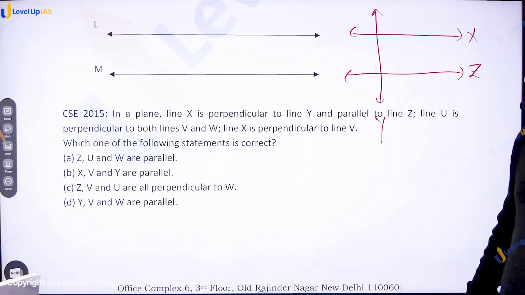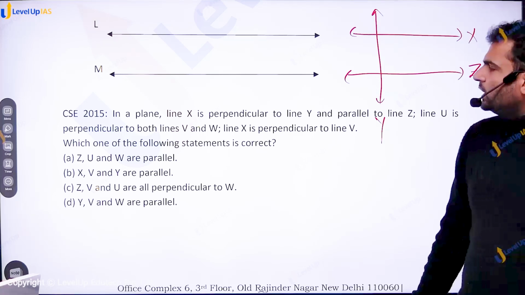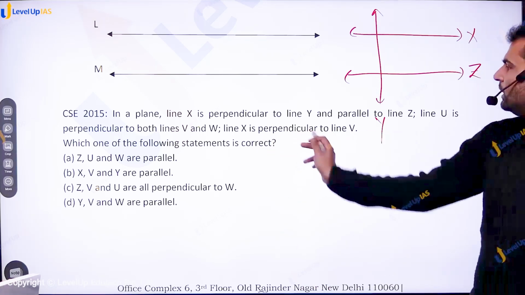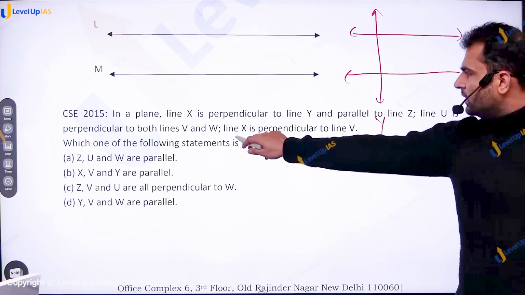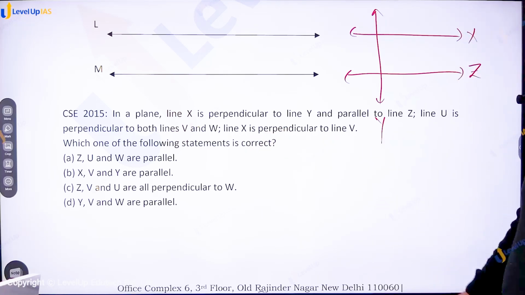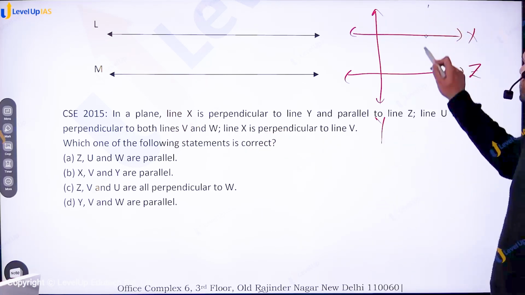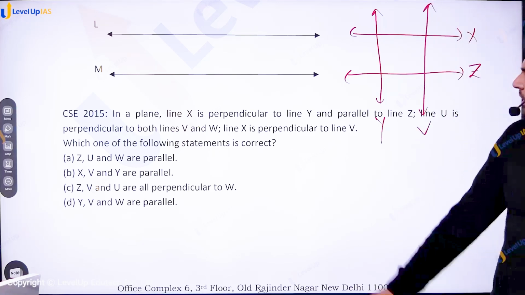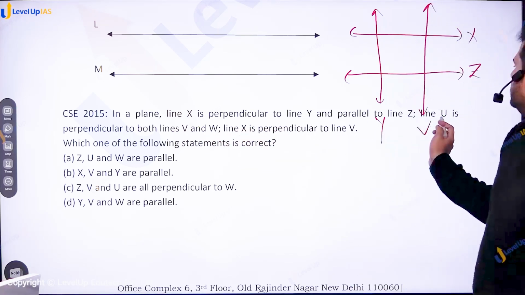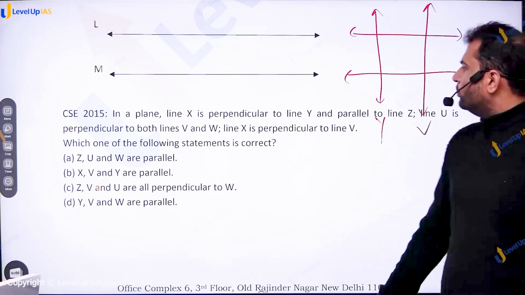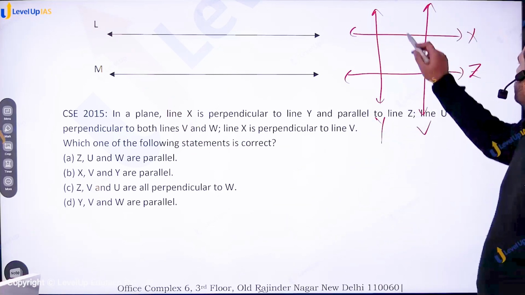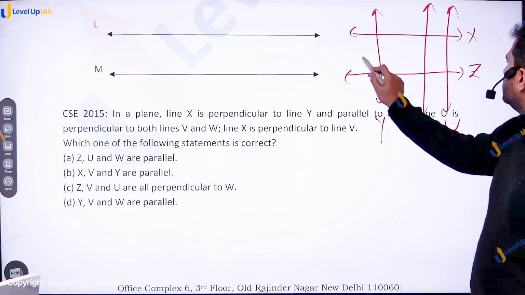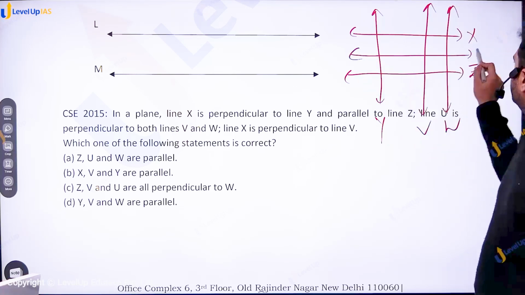Line u is perpendicular to both v and w. Okay, that is independent information. Let us see how that is useful from the next. Line x is perpendicular to line v. So v is something like this, perpendicular to x. And let us go back to this. U is perpendicular to both v and w. So v is vertical, so w would also be vertical, and u is like this.